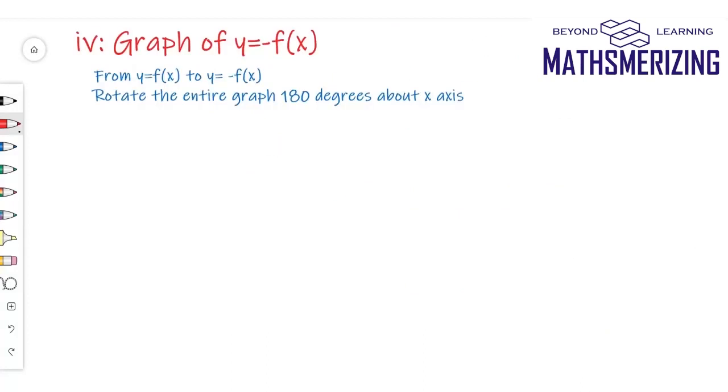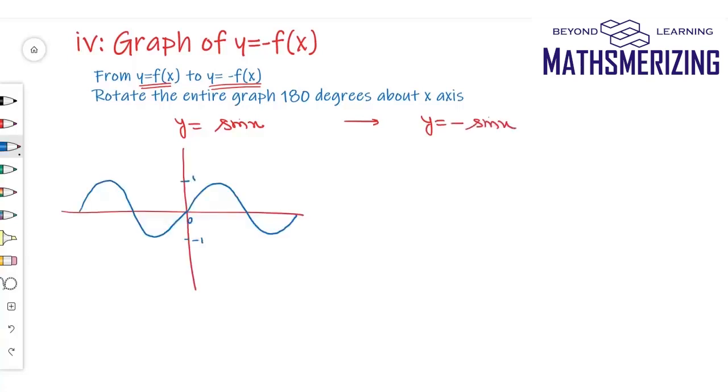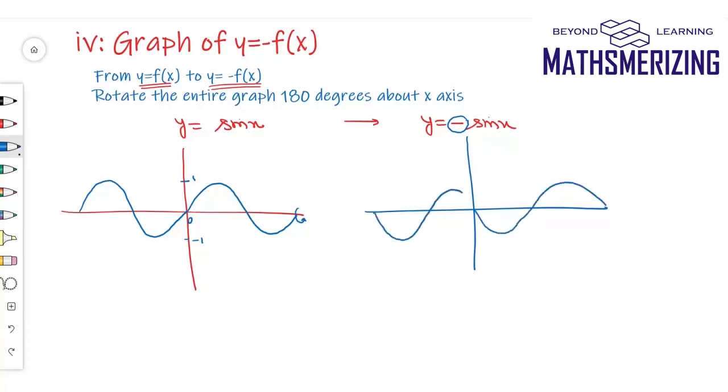And the fourth transformation is: from the graph of y equals f(x), I need to draw the graph of y equals minus f(x). So one way of doing it is to rotate the entire graph 180 degrees about the x-axis. Say for example, suppose I know how to draw the graph of y equals sine x, and from y equals sine x, I want to draw the graph of y equals minus sine x. So if I rotate the graph 180 degrees about the x-axis, I'll end up getting this graph. So that's the graph of minus sine x.